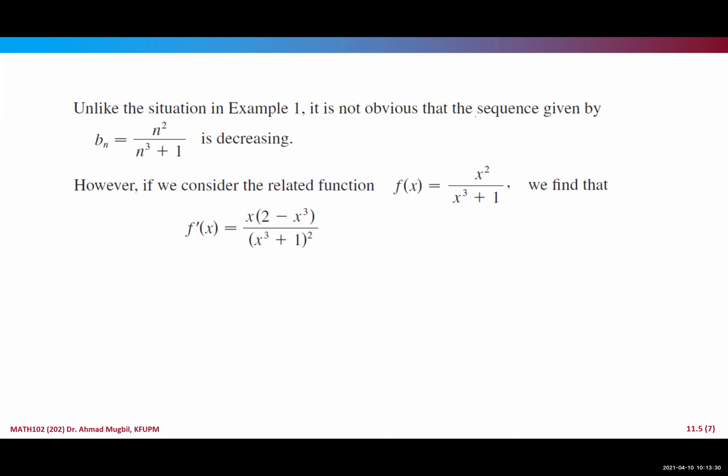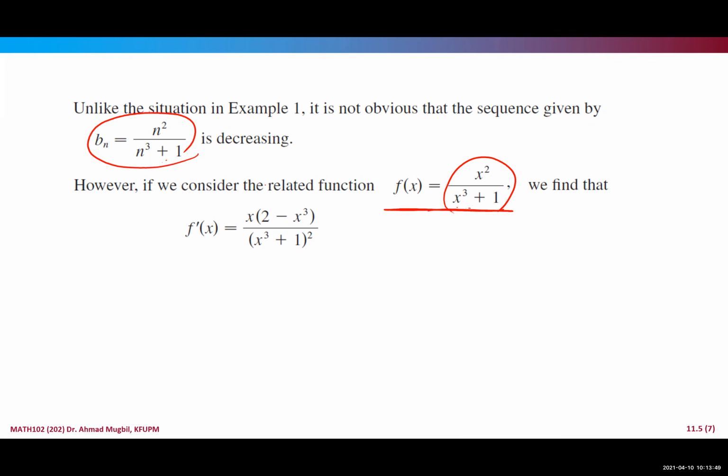It is of course not obvious that it is decreasing. So we need to consider the related function. This is the nth term, the Bn. This is the related function. Now find the derivative, the first derivative. You need the first derivative for this function to be decreasing.